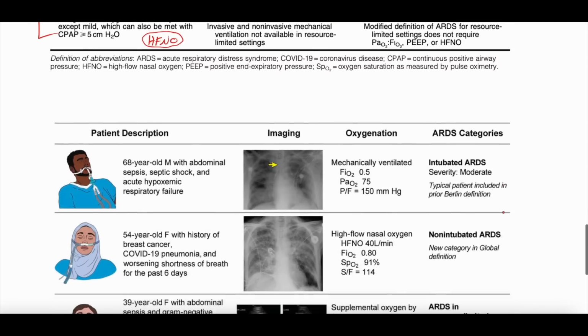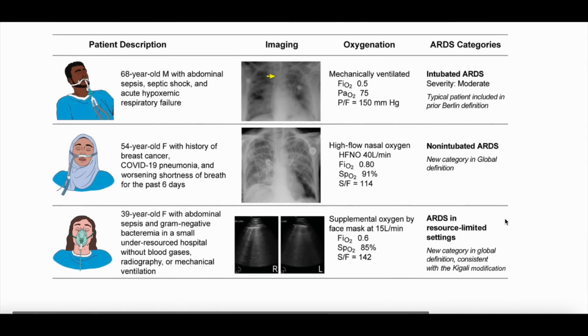All right, so they provided a couple examples just to kind of take things home for patients who meet the new definition of ARDS. The first is this gentleman, 68-year-old male, abdominal sepsis, septic shock, and acute hypoxemic respiratory failure. Here's their chest x-ray. They have these bilateral fluffy infiltrates. They were intubated and placed on mechanical ventilation with an FiO2 of 0.5, a PaO2 of 75, and they cheated here. They gave you the P-to-F ratio of 150, right? Because that's going to be 75 divided by the FiO2 of 0.5 equals 150.